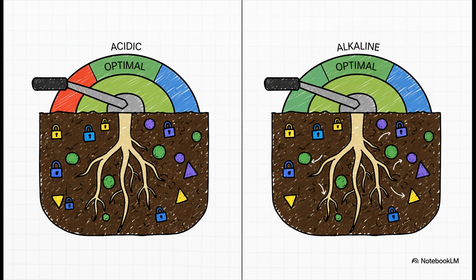The most important first step is to check and, if you need to, correct your soil pH. Why? Because pH controls absolutely everything. It acts like a master switch that decides which nutrients are available for the plant to grab and which ones stay locked up in the soil, completely out of reach.